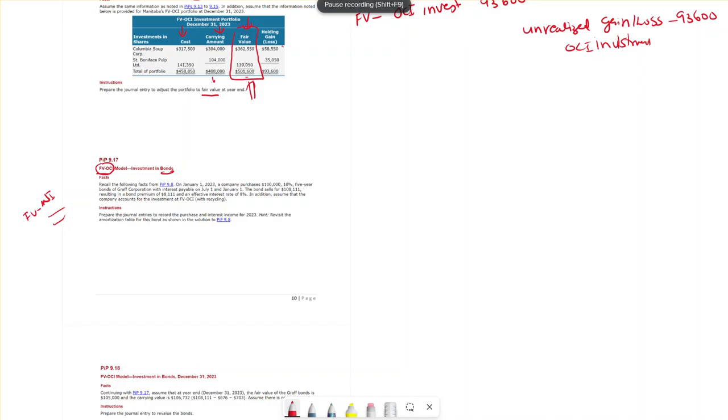So they said to go back, and I'm going to just do this question. They said go back, and we sold the bond for 108. If we are recording this bond as a fair value OCI investment, we will debit the OCI investment at 108,111, and we paid cash 108,111, and then we needed to record the first payment.